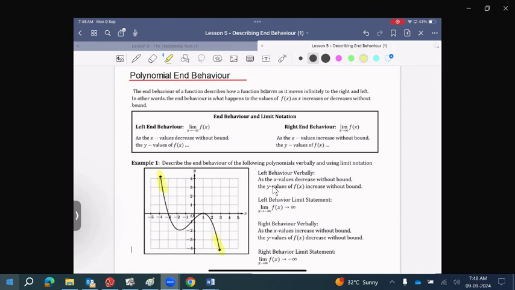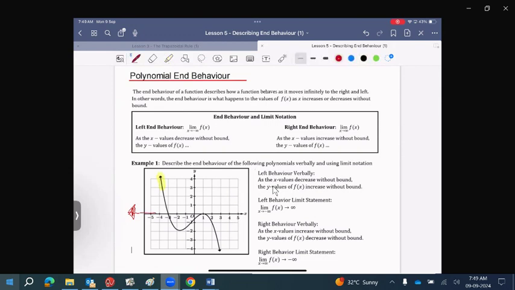So this is to the left because we're going in this direction. And this is to the right. The x values are going in this direction. And we're interested to know how the y values behave. So in order to describe the end behavior as we go to the left, that means the x values are continuing in this direction. So the left end behavior is up here.